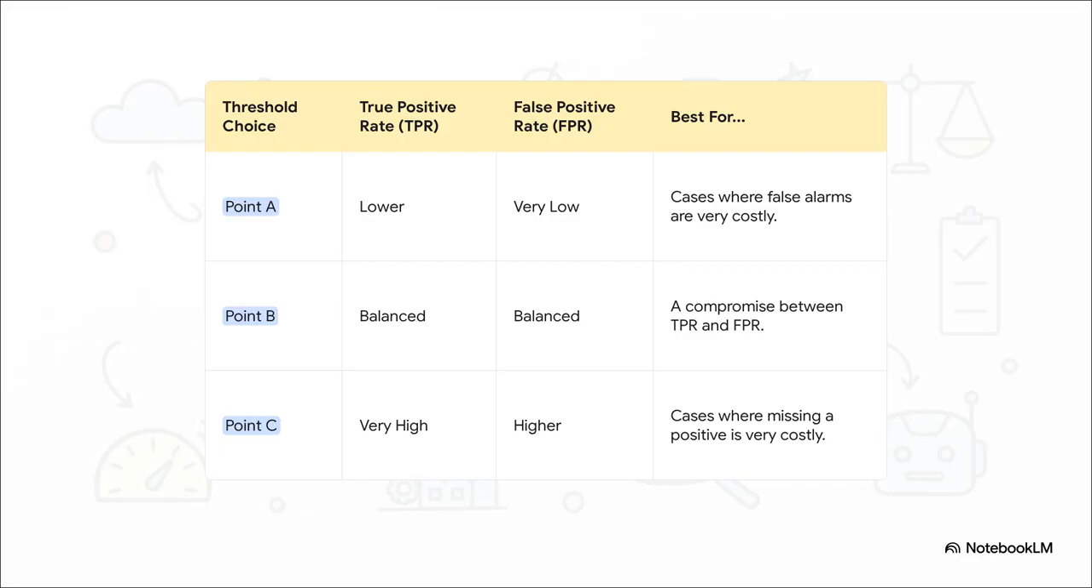This is where we have to choose a specific operating point, a threshold on our model's ROC curve. For instance, if we were in a situation where false alarms were incredibly costly, we might choose point A. We get a very low false positive rate, even if it means we miss a few true positives. But for cancer detection, the cost of missing a positive diagnosis is just way too high. We would almost certainly choose something like point C, where we maximize our true positives, even if that means we have to deal with a few more false alarms.